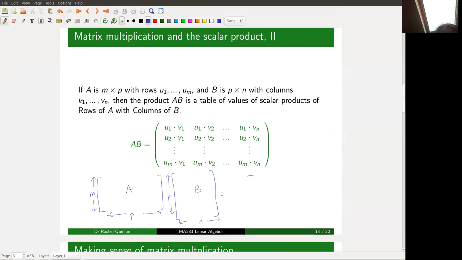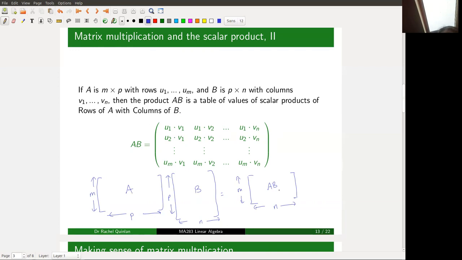And AB is going to have m rows, same number of rows as A, and same number of columns as B. So the P has kind of dropped out of the size here in AB. But what happened to the P, I suppose, if anything has happened to it, is that when we calculate an entry of AB, we're taking a scalar product of a vector with P entries, which is a row of A, and a vector with P entries, which is a column of B.